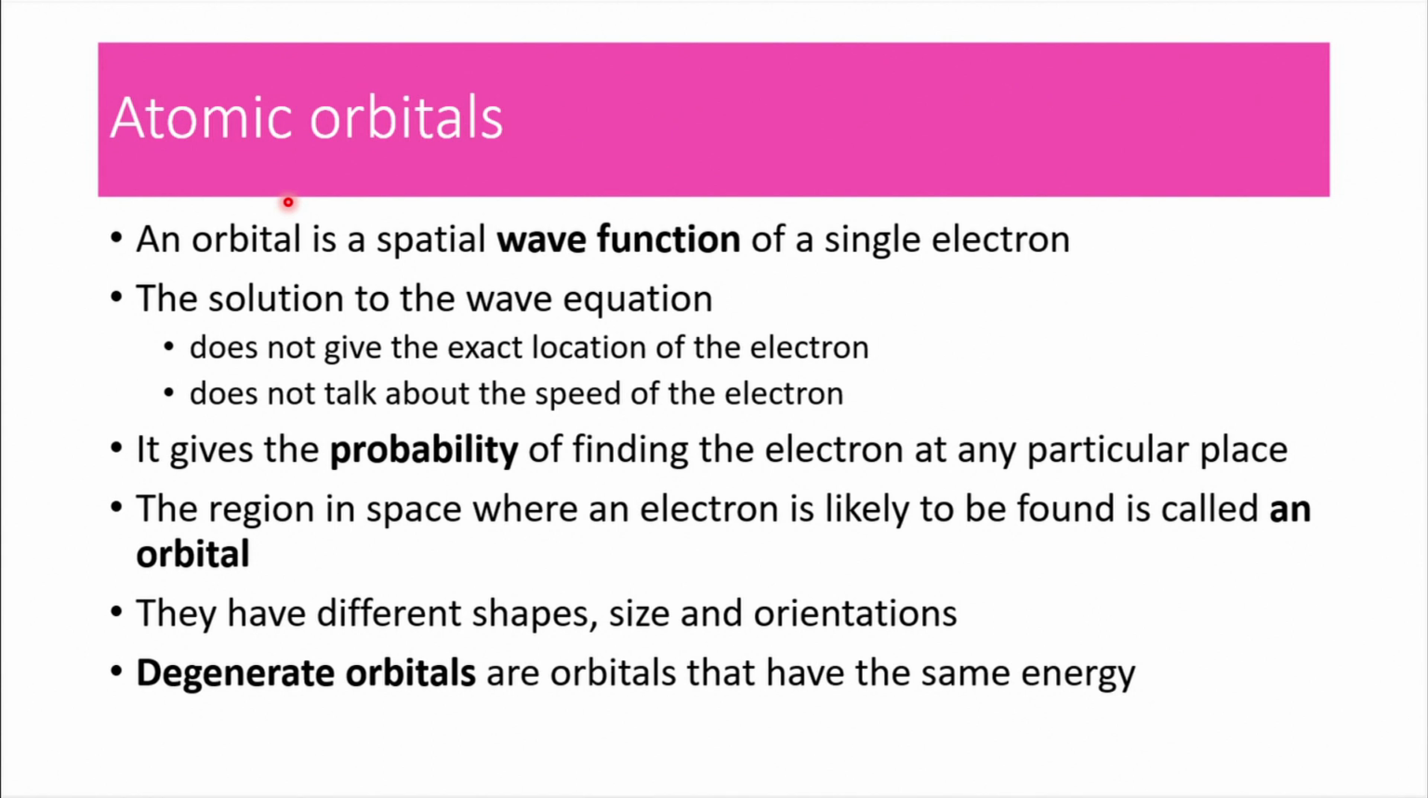In the previous slide, we saw the solution to the wave equation does not give the exact location of the electron, and does not talk about the speed of the electron. It gives the probability of finding the electron at any particular place. The region in space where an electron is likely to be found is called an orbital. They have different shapes, sizes and orientations. When we say degenerate orbitals, these are orbitals that have the same energy.